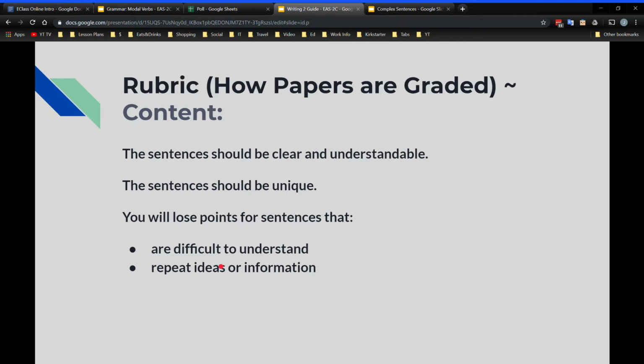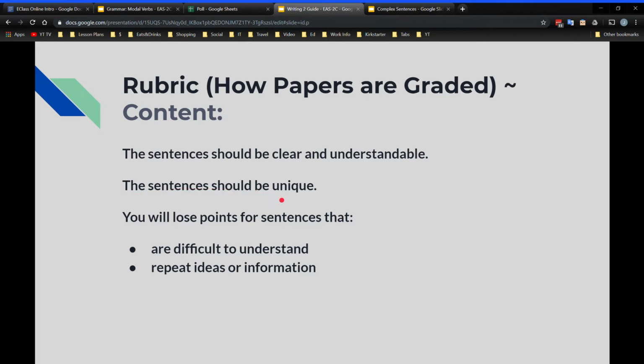we're going to look at the content. So I don't grade content too hard, as you probably know by now, just because everybody's content's going to be a little unique and different. But just remember that your sentences need to be clear and understandable, so they should kind of make sense, and they should also be unique. And just remember, oops, sorry about that. So the sentences should be unique.